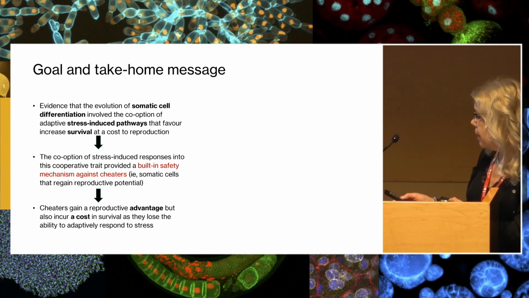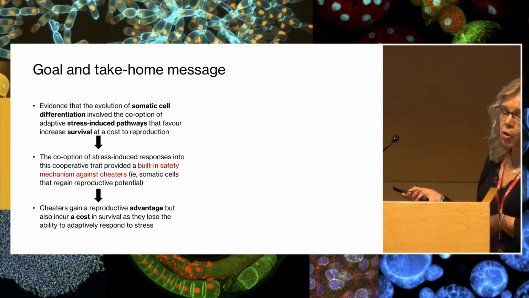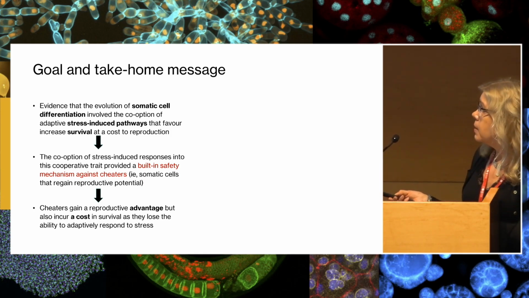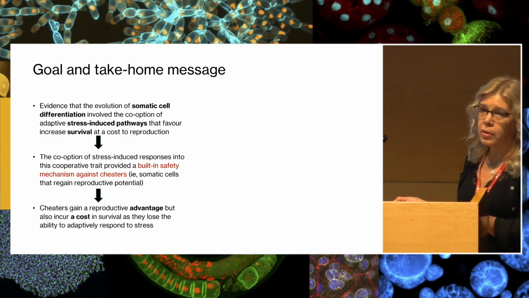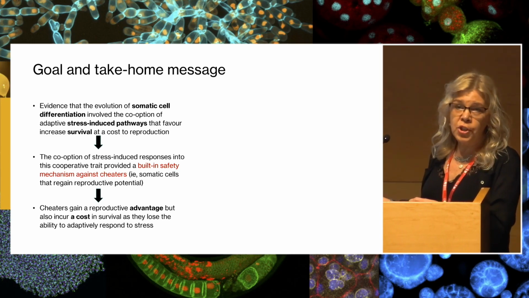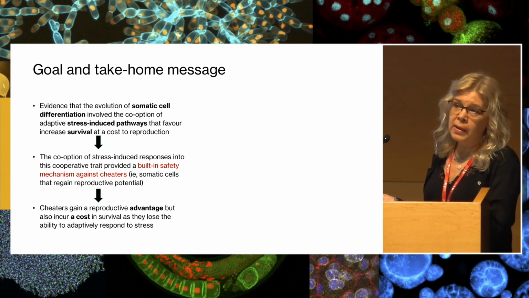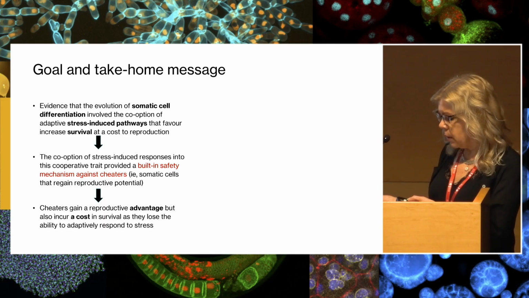So what I want to do today is to show evidence that the evolution of somatic cell differentiation involved the co-option of stress-induced pathways, and also to show you that this type of co-option provides a built-in system against cheaters, because cheaters are going to gain reproductive advantage, but they're going to lose in terms of survival in stressful environments.